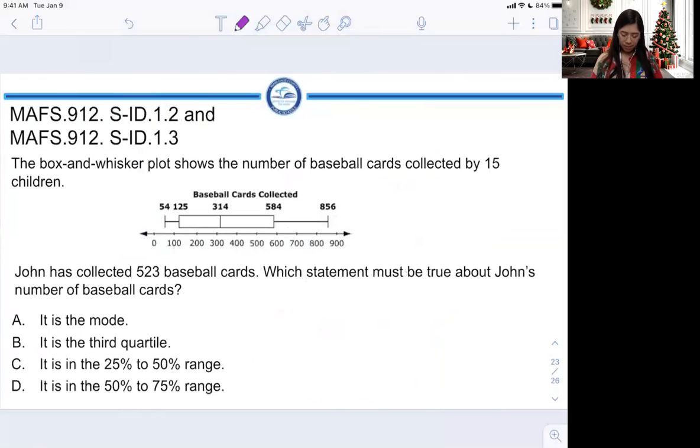All right, so here we got another box and whisker plot. John has collected 523 baseball cards. Which statement must be true about John's number of baseball cards? So if John, he's one of the kids who collected cards, if he has 523, is it in the third quartile? Is it the mode? What do you guys think?